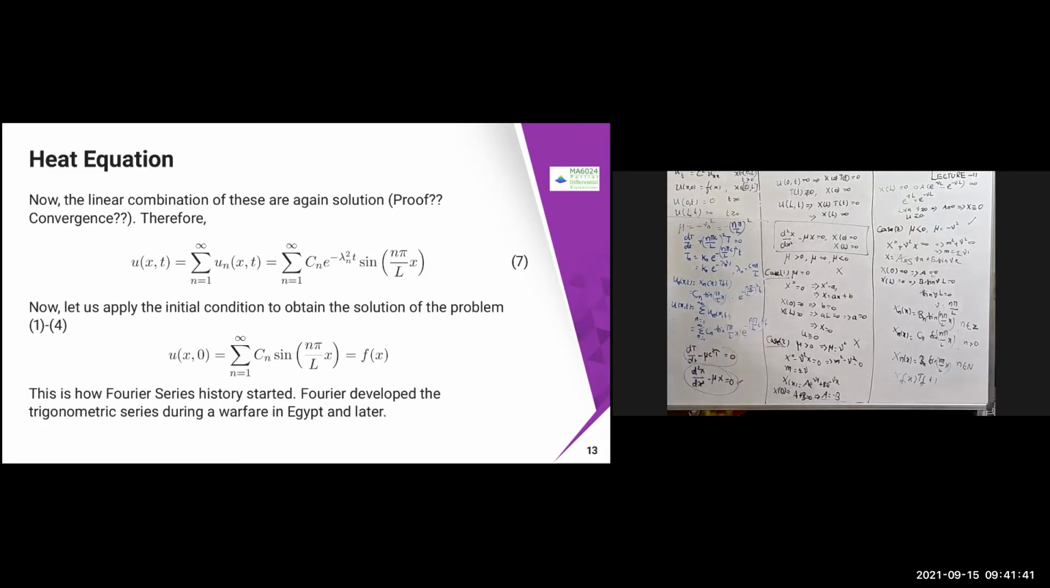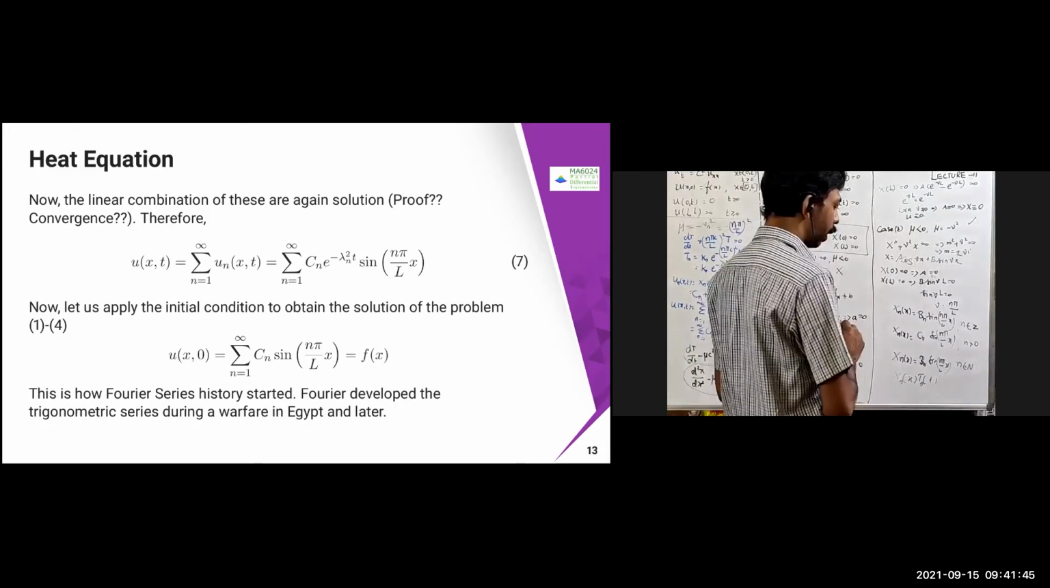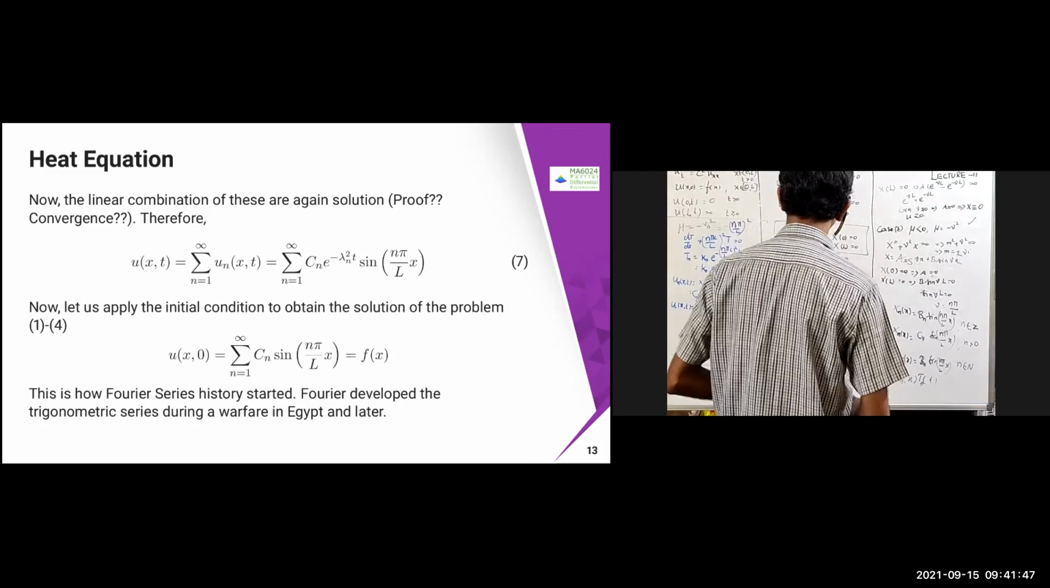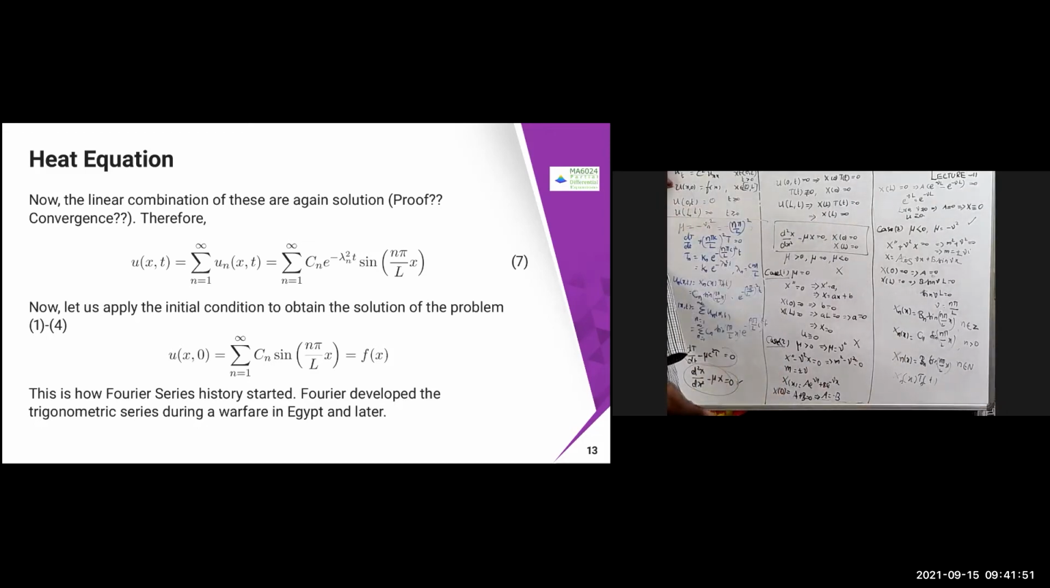This is one of the important problems in electrical engineering or physics. Now we haven't used the condition u of x comma 0 equal to f of x at all. So if I put u of x comma 0 equal to f of x, then what is it going to come? I put t equal to 0 here. Therefore, this is going to become 1.